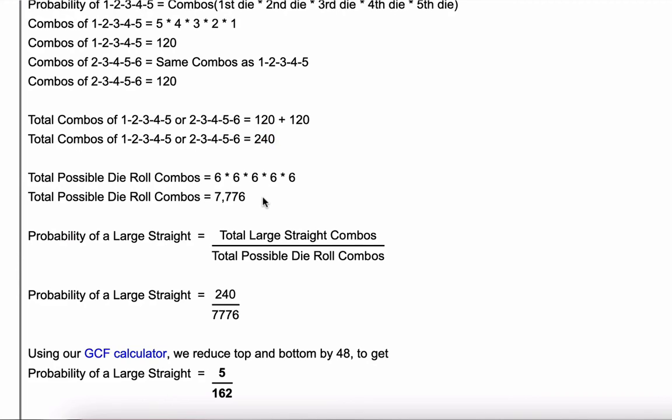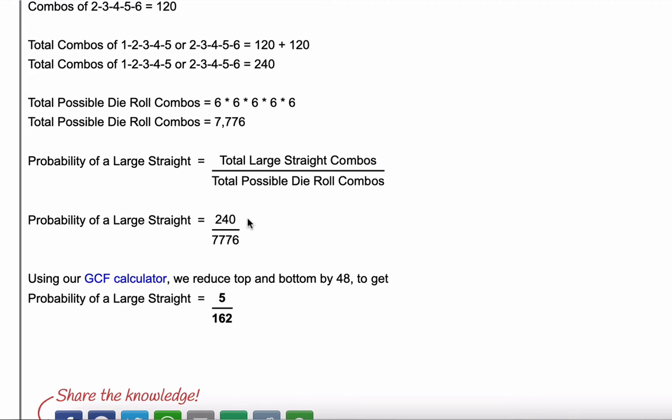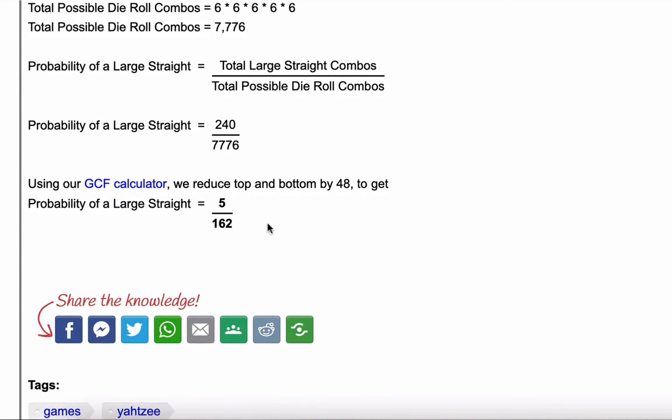And then this, as you've seen on prior probabilities, is the total possible die roll combos, which is 6 to the 5th, which is 7,776. If we take the combo events divided by the total possible rolls, we get 240 over 7,776. Simplify that with a greatest common factor of 48, which you could see here on this link if you're on this page. You will get 5 divided by 162 as the probability of a large straight.